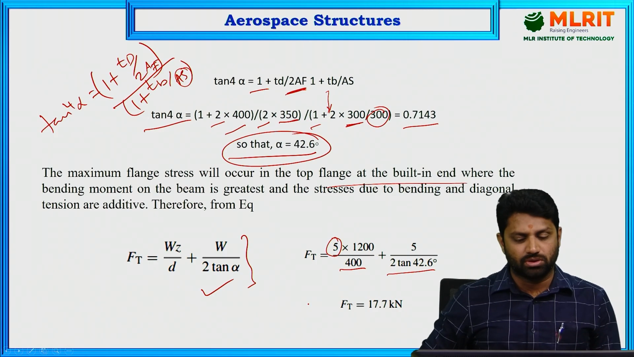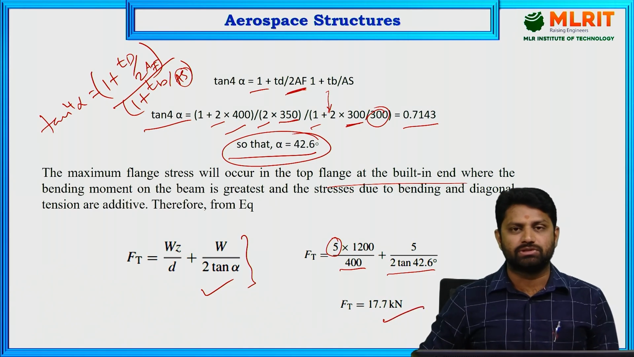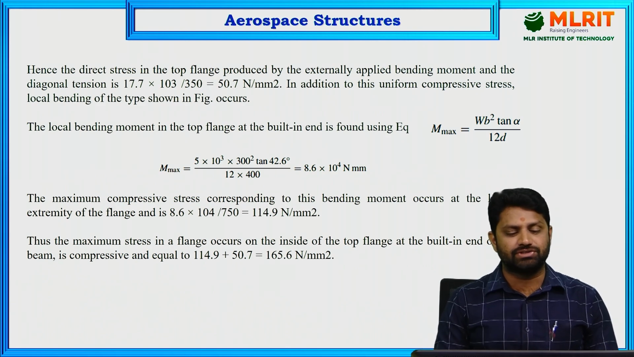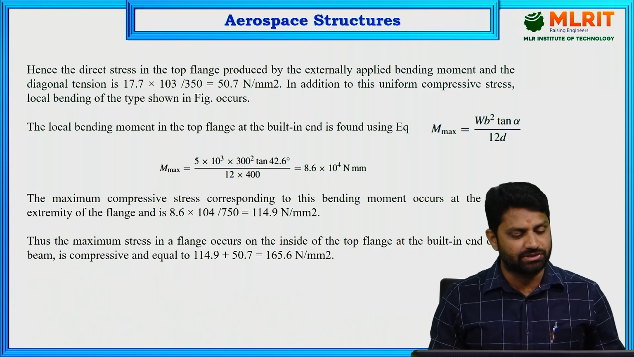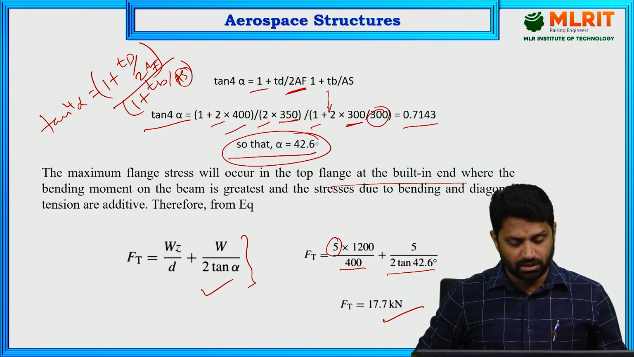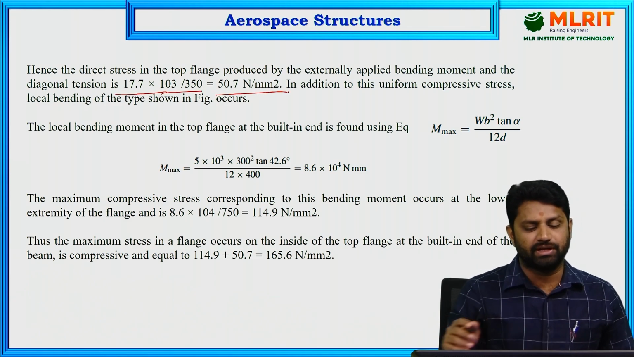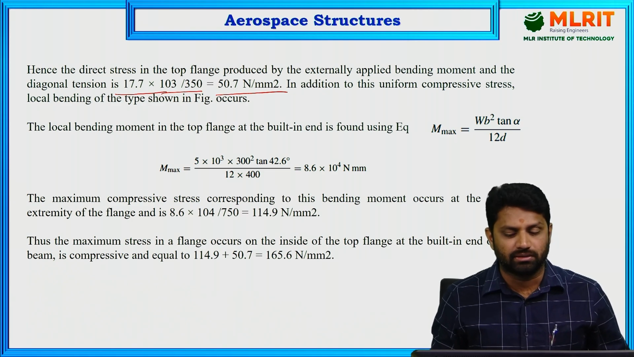Okay, so when you try to substitute in the formula, you are going to get the force in the top flange as 17.7 kilonewtons, and then the direct stress in the top flange produced by the externally applied bending moment and the diagonal tension is 17.7 into 10^3 by 350, that is equal to 50.7 Newton per mm square. So that is the direct stress in the top flange.